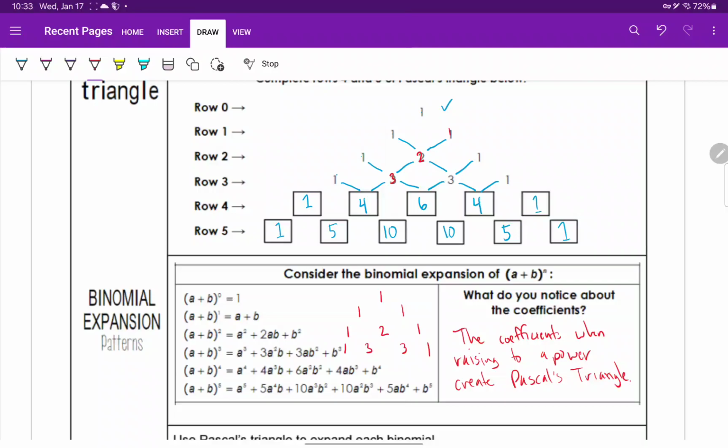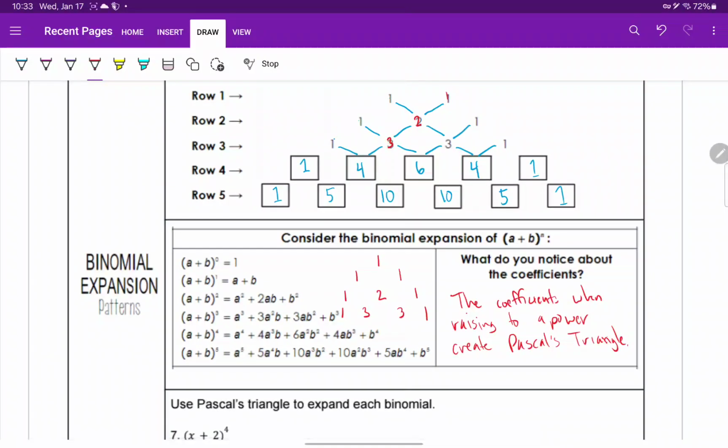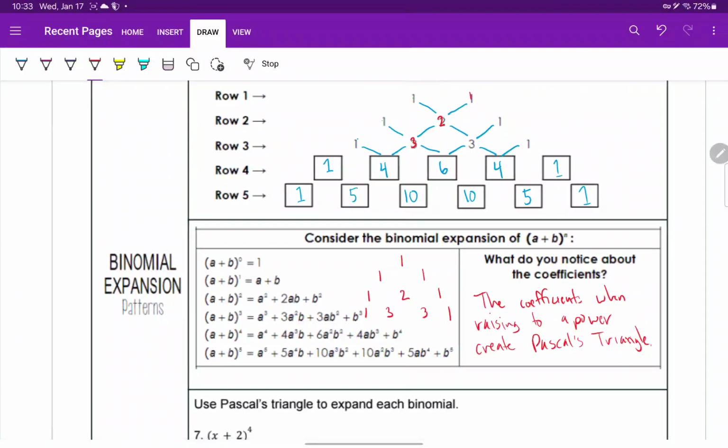All right, and Pascal's triangle can be used to expand binomials. So we're going to call this first one here row 0. The second one is going to be called row 1. And if you're curious, row 0 relates to this power right there. And then row 1 relates to this power.